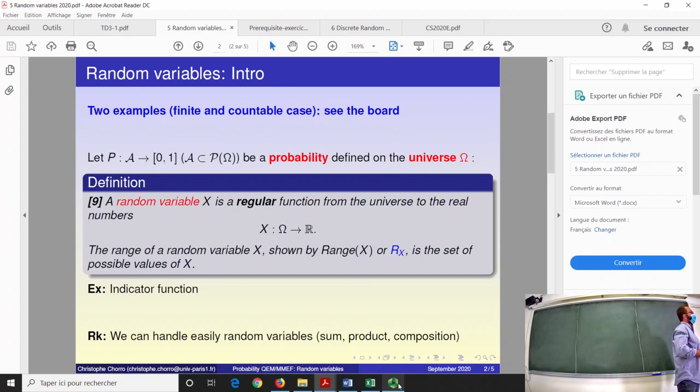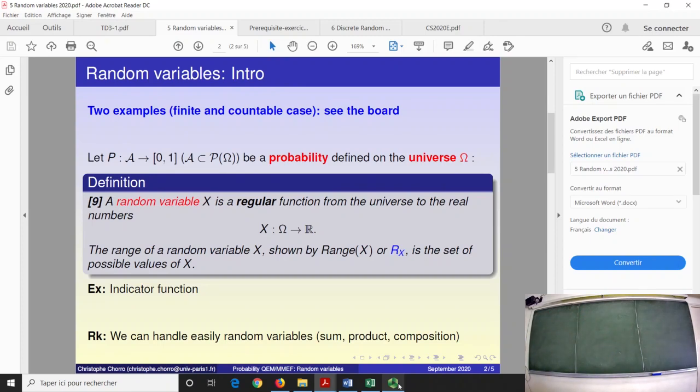So a very, very general definition that in fact is a little bit empty because I don't specify exactly what it is. But for us, you won't have to check that something is a random variable. If it is a mapping from a universe into R, it will be. Okay?